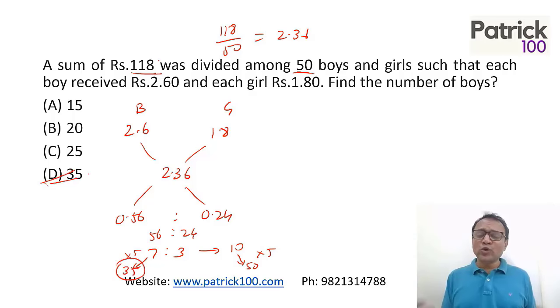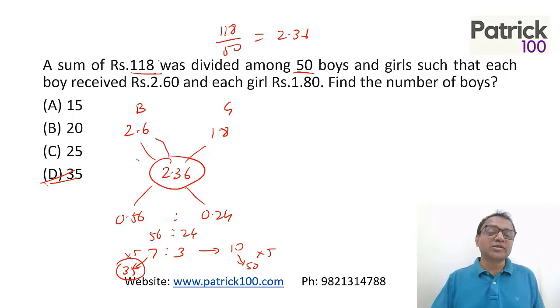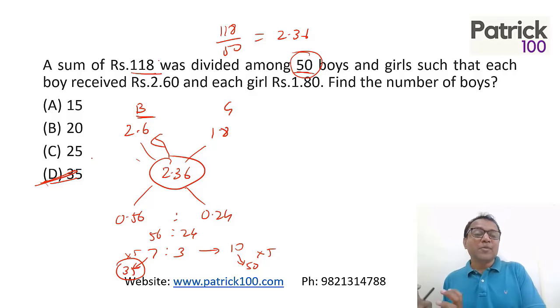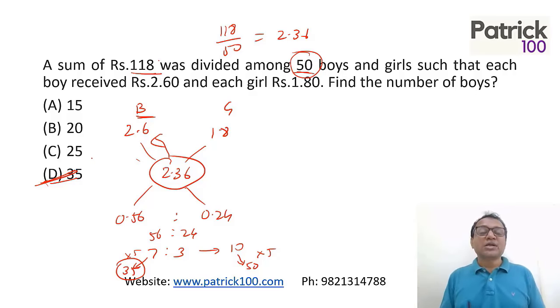Actually, this you can directly do. You need not solve it. You realize that the average is closer to the boys. When the average is closer to a number, the weightage is more, which means there are more of that. So there are more than 25 boys. You can directly mark 35. If you understand the concept of averages, because the average is closer to boys, there are more boys than girls. From the options, there is only one option where there are more boys than girls, more than 25 boys. You can directly mark the option.